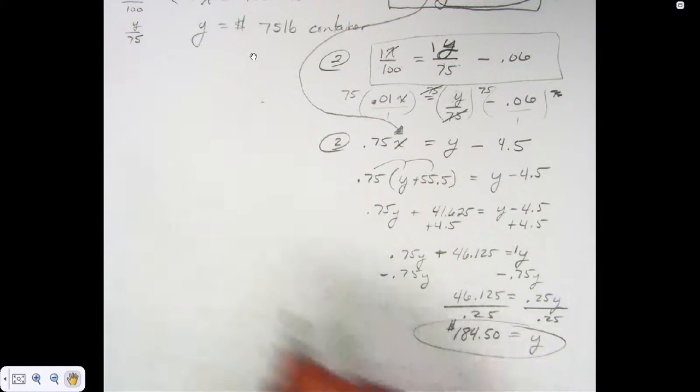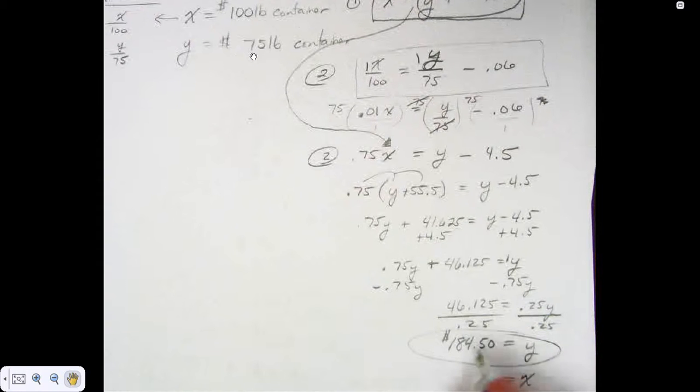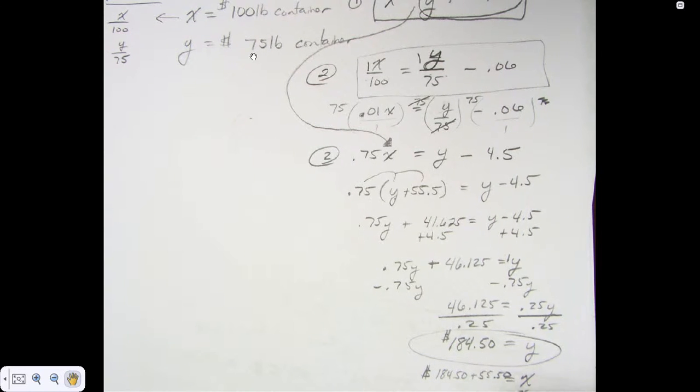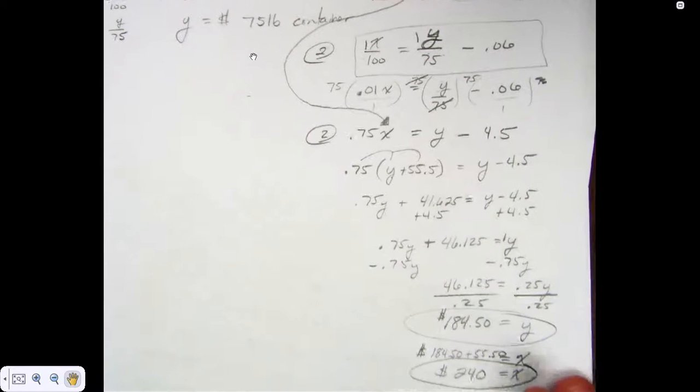So, what does that make x then? You just plug that in for y. You add 55.50 to it. What do you get? 184.50 plus 55.50. 239.5. No, you get 240, because that 50 cents makes that 185. Okay, it's 240. That's a doozy, I know.